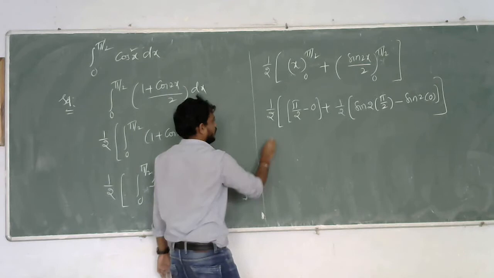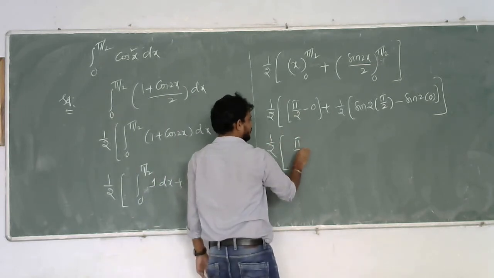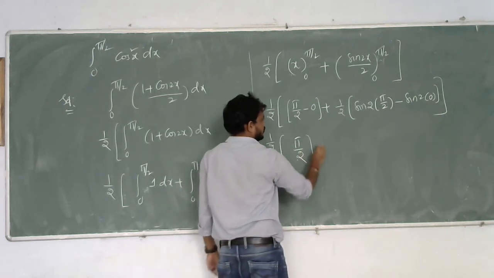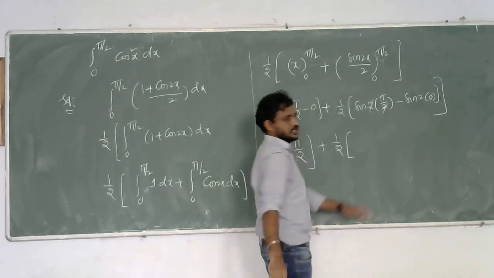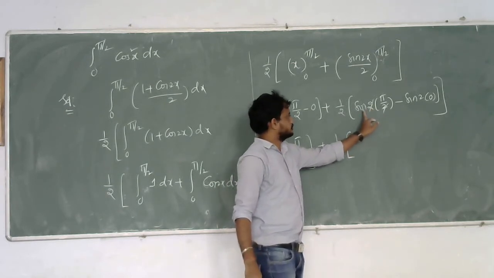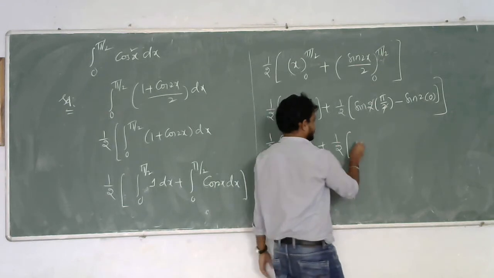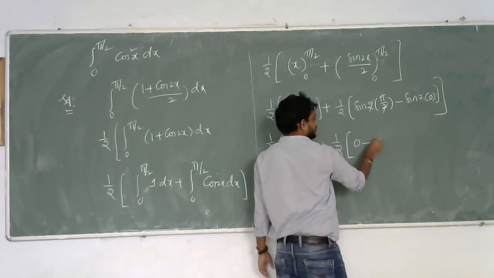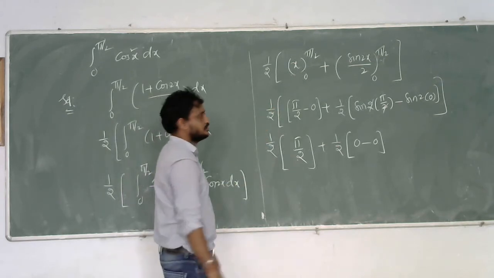Okay. Now 1 by 2 of pi by 2 minus 0 is pi by 2, plus 1 by 2, the 2 into 2 cancel here. Then sin pi, sin 180. What is the value of sin 180? 0. Then sin 0 is 0. Both values become 0.